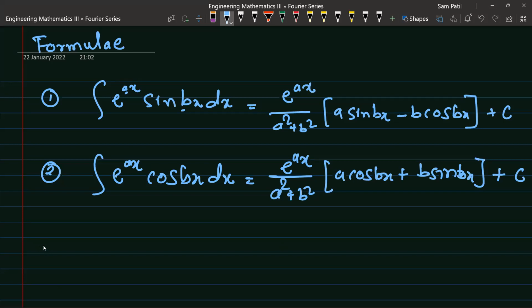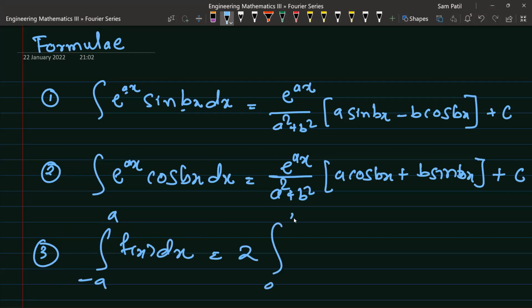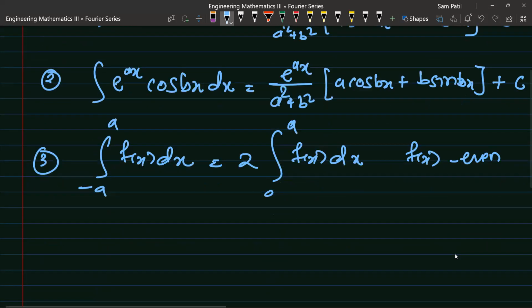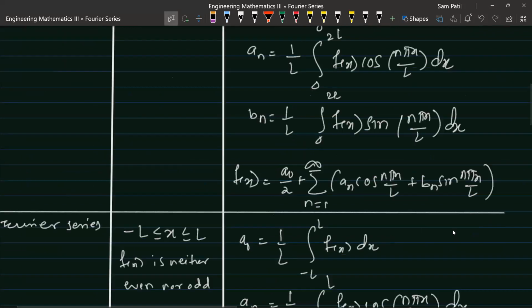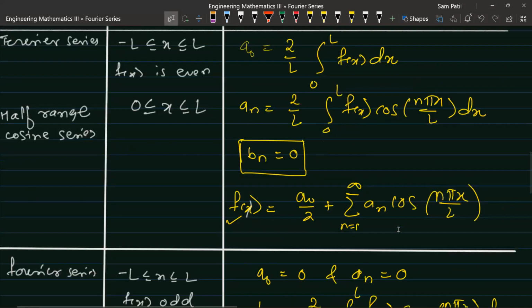One more thing is very important. From the definite integral, suppose we have the integral from minus a to a of f of x into dx. This becomes 2 times the integration from 0 to a of f of x into dx if the function is even, and it is directly 0 if f of x is odd. If you know this result, you will automatically understand why I'm taking 2 upon L here and why Bn is 0 here.